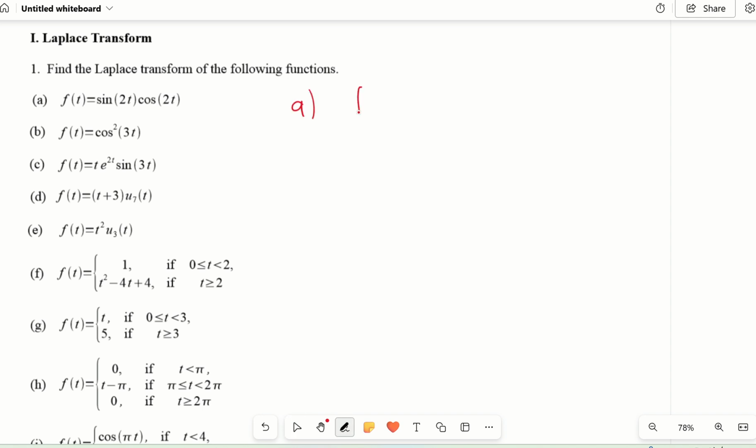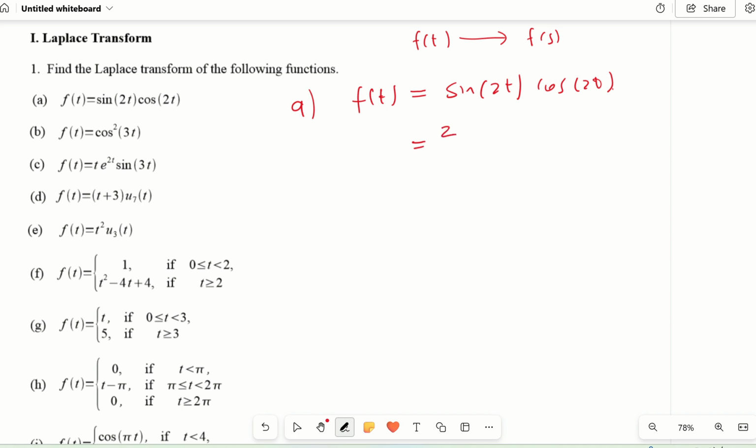This one should be simple. f of t equals sine 2t cos 2t. And remember, we are transforming f of t into f of s, right? So we have f of t, we need to transform it into f of s, but then we need to put it in a way that it can be useful for us to transform it. So in this format, it's not possible to do it. So we're going to use identities.